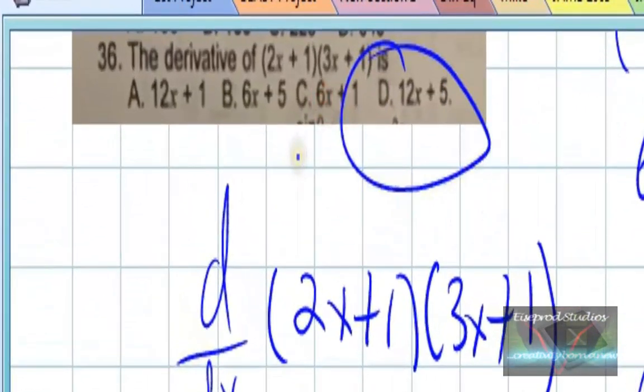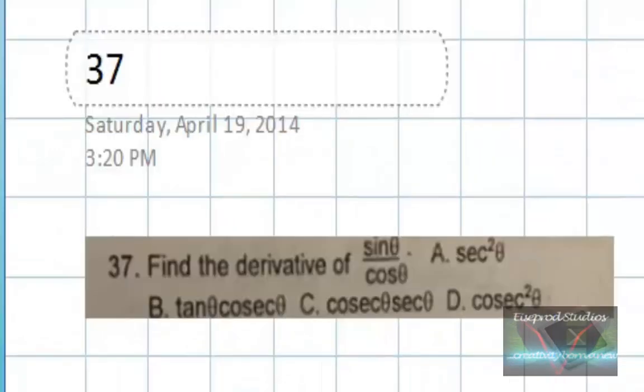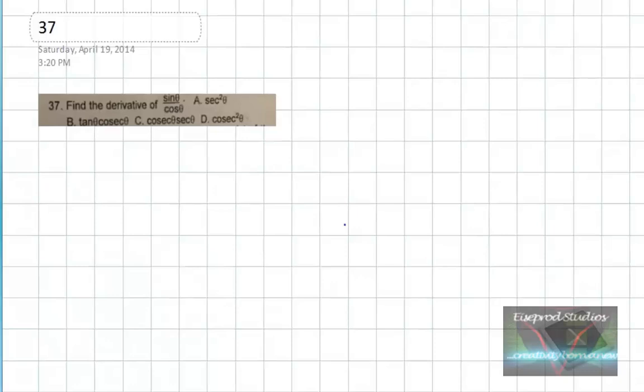And that's your answer. So question 37 wants us to find the derivative of sine theta over cosine theta. There are two ways I can think of telling you how to do this. One of them is very simple, but there's a pitfall if you don't know one specific piece of information. The other one takes more work, but it might be easier for you. So we'll see. I'll show you the easiest way first.